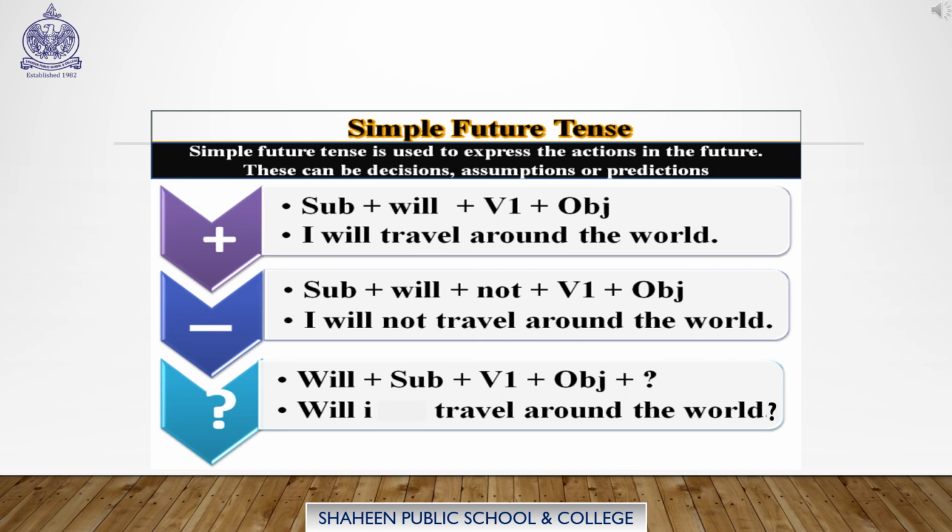For example, I will not travel around the world. And when we convert the sentence into interrogative, we will use will plus subject plus first form of verb plus object and then question mark. For example, will I travel around the world? Question mark.